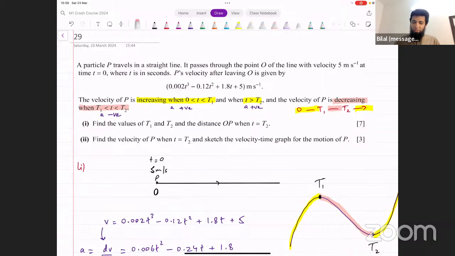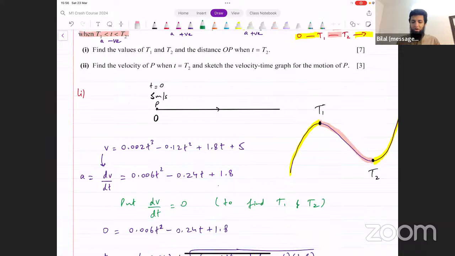Now, are they talking about distance traveled or displacement here? What does this mean? Distance OP. Is it distance traveled or displacement? Do we need to check for the change in direction? Would we need to do that?